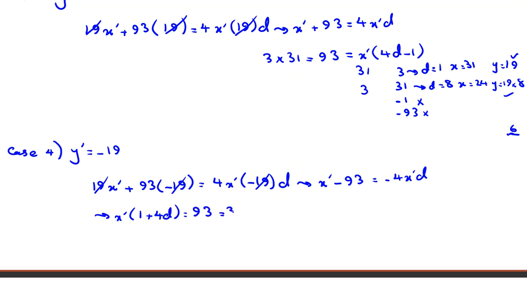Now it is 3 times 31. So we can say what? The remainder is 1. So you can check 1, 93, negative 3, and negative 31. So if we check 1, d will be 0. In this case, if you consider x equal to 0, here it's impossible because y prime is 19.